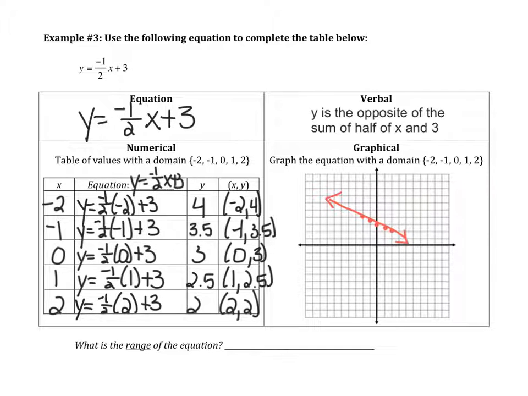And just like before, our last question is, what is the range of the equation? This will be just your y values. It's a set of numbers, so we use the braces, and we typically write them from least to greatest. So I'm actually going to go backwards up my list of y values. So I'll start with 2, 2.5, 3, 3.5, and 4.